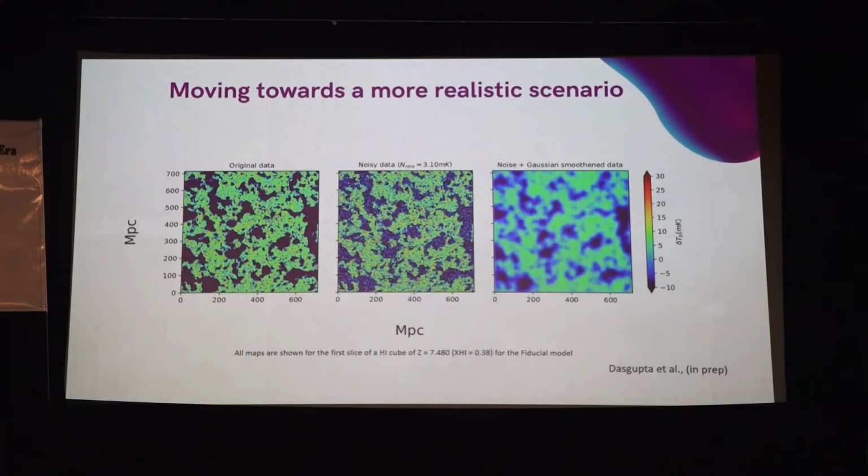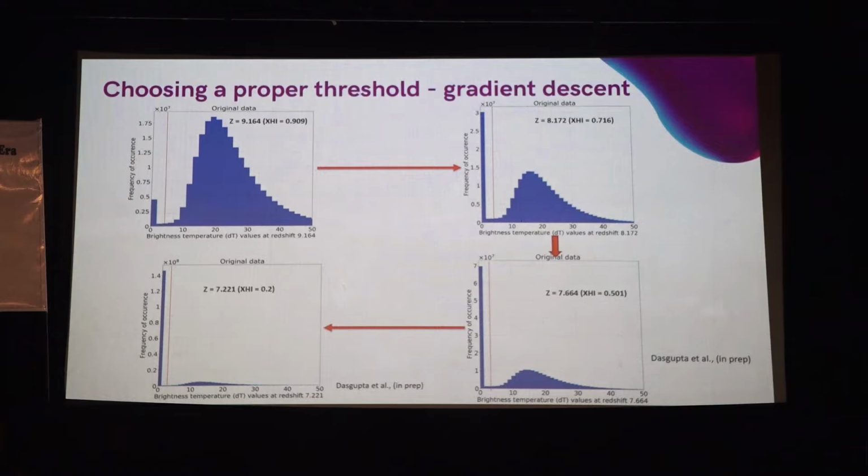Next, we wanted to go to a more realistic scenario where we employed a Gaussian noise of RMS 3.10 millikelvin, and alongside we also smoothed the data with different length scales of Gaussian kernel. Now, as we add noise to the data and smooth them out, the choice of threshold becomes even more complicated, and a proper threshold has to be chosen.